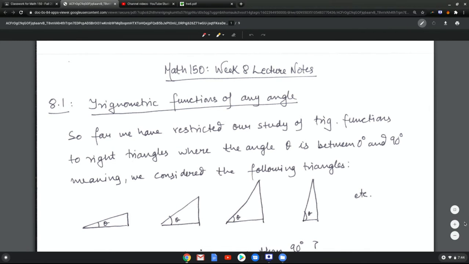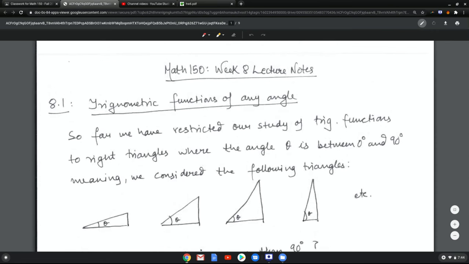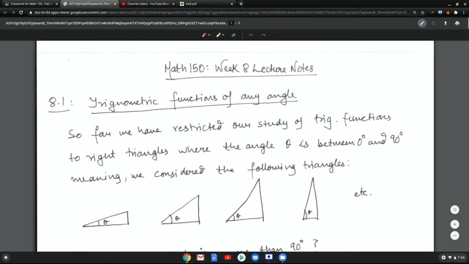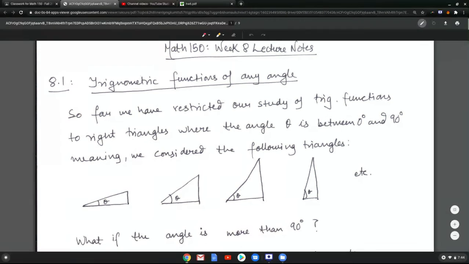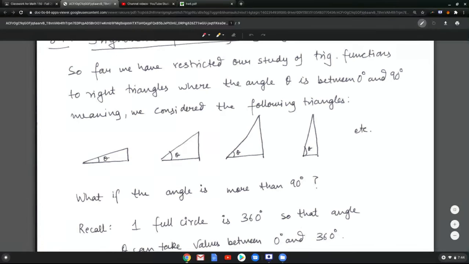We're going to continue working with trigonometric functions or trigonometric ratios. This week we're going to focus on trigonometric functions of any angle. So far, we've been working with right triangles where this particular angle that we call theta lies between 0 and 90 degrees, meaning the triangle looks like the following.